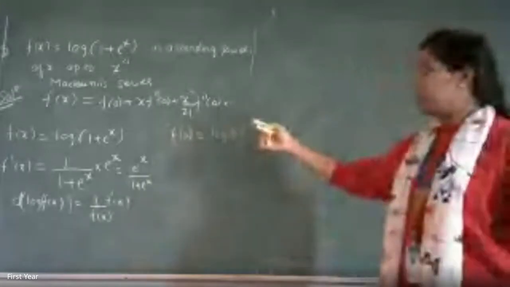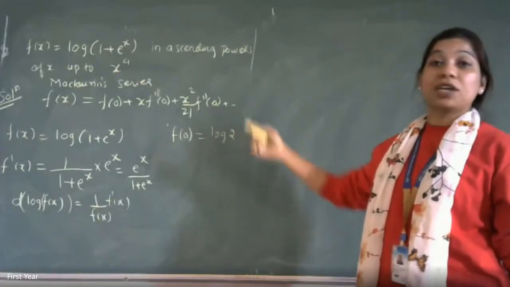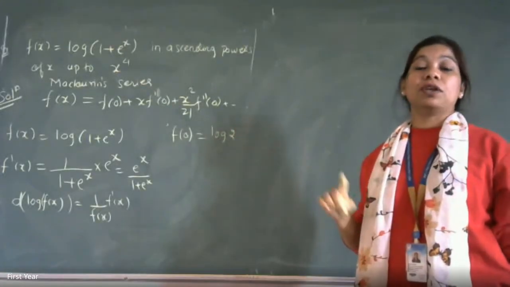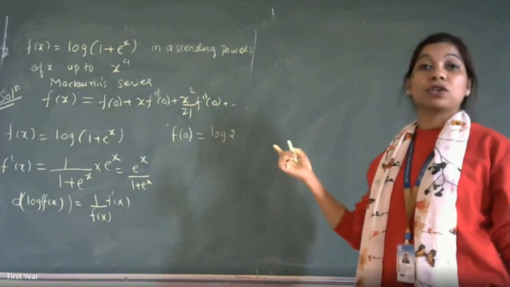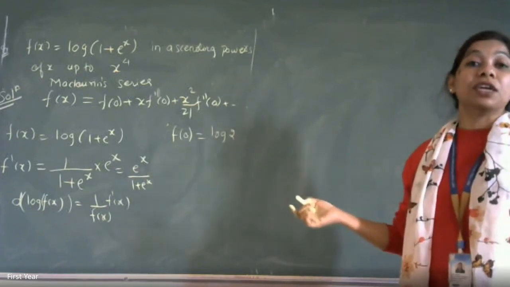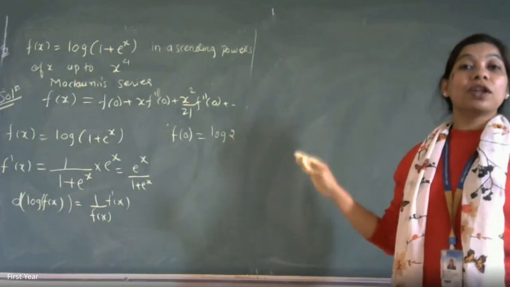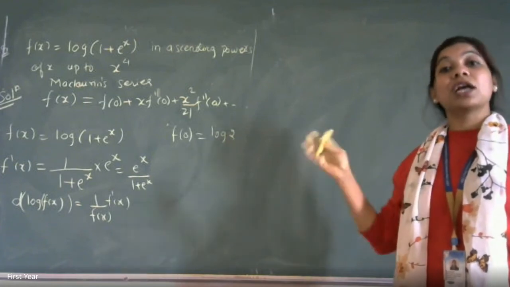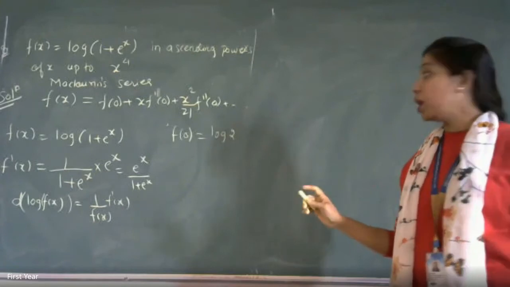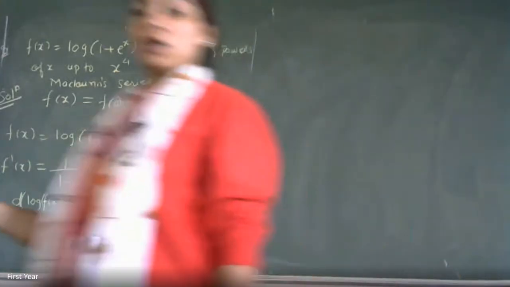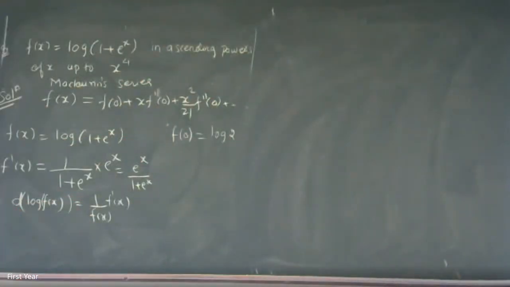Whoever said that it is 0, it's not the answer, because e raised to 0 is not minus 1. If it is minus 1, then it will become log 0 and log 0 is infinity. Then your Maclaurin series will collapse. So generally when it is said Maclaurin series, the answer will never be infinity. So f of 0 is log 2.